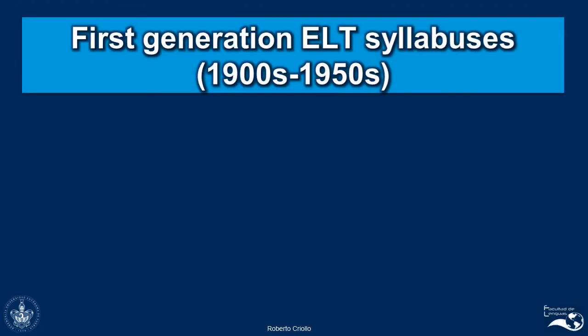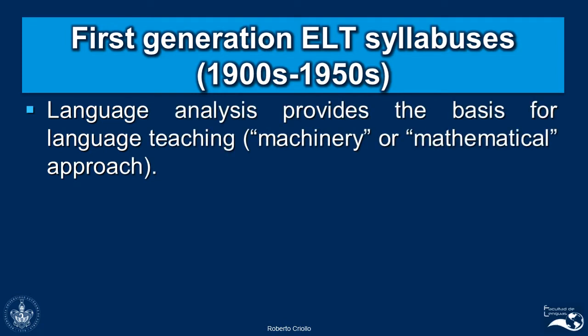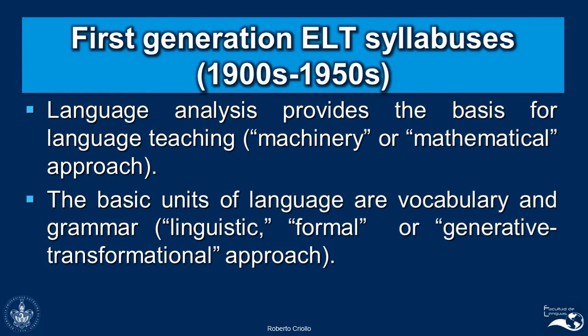So let's talk about the first generation of ELT syllabuses in the 1900s and up to the 1950s. In those days, linguists were mainly structuralists and they were concerned about analyzing the language. They thought that language analysis was the best basis to design language teaching, because if you studied the language, you could see how it worked and therefore decipher the machinery or the mathematic formulas behind it. So this kind of thought was also responsible for the fact that the basic units of language were mainly vocabulary and grammar. That means that there were words and then rules to put those words together.